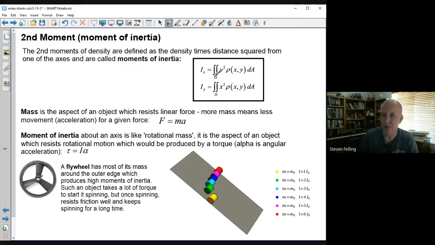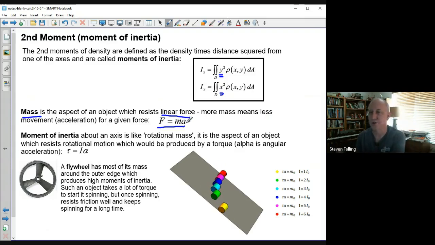And so that is if you take the distances from the axis squared multiplied by the density at the particular point, and sum that over the region. So mass, that's the aspect of an object which resists linear force, meaning if in the equation F equals ma, Newton's law, for a particular force, you get a certain amount of acceleration, and the larger the mass is, the larger force is required to produce a particular translation, a particular linear acceleration.